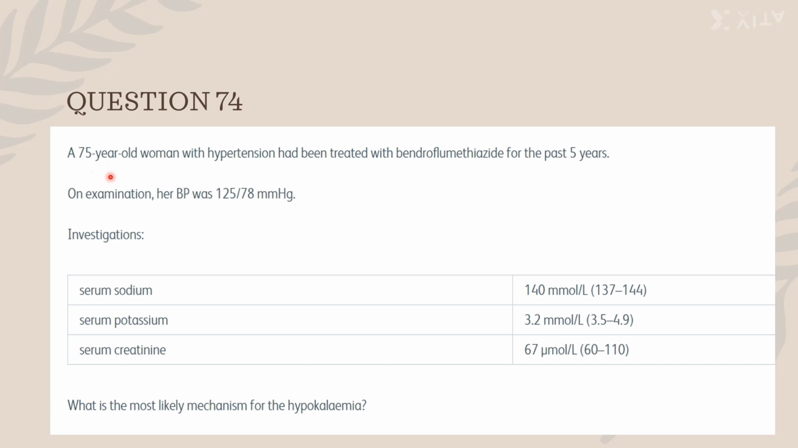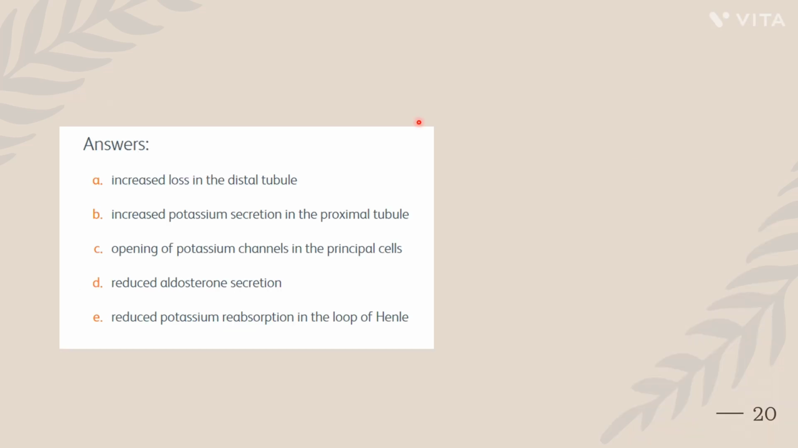Next question: a 75-year-old woman with hypertension had been treated with bendroflumethiazide for the past 5 years. So I said thiazide diuretic. On examination, BP was 125 over 78. Sodium is 140, potassium is 3.2, a bit low. Creatinine is 67. What is the most likely mechanism of hypokalemia? We look at the options. So it's a thiazide diuretic causing hypokalemia. What is the mechanism of hypokalemia is they are asking.